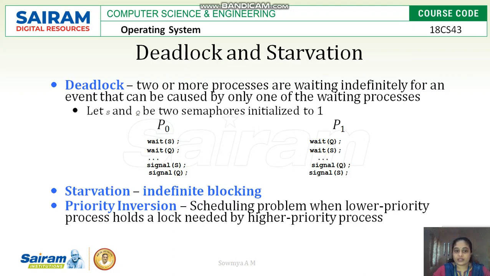Priority inversion is a scheduling problem when a lower priority process holds the lock needed by a higher priority process. It's like an emergency is there, but the execution is taken care of by the normal process. It is also a process running under the program, but there is an emergency process with a higher priority, but the normal process has acquired the lock and is not releasing it for the higher priority process. That is priority inversion. So I hope you understood these topics.